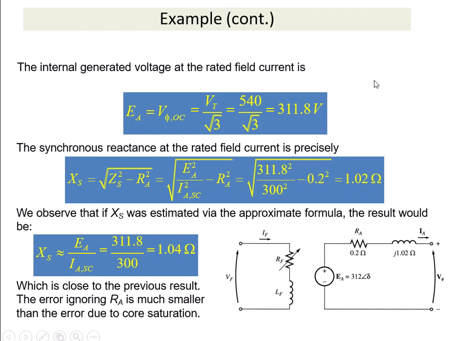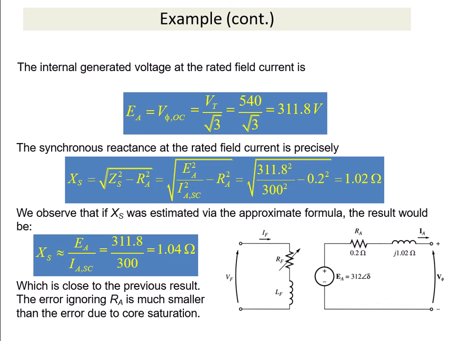Then the internal generated voltage at the rated field current is EA equal to VT open circuit upon root 3, because this is star connected, so we can find EA like this. And the synchronous reactance we can find like this: XS is equal to the square root of ZS squared minus RA squared. So by putting all the values we get 1.02.